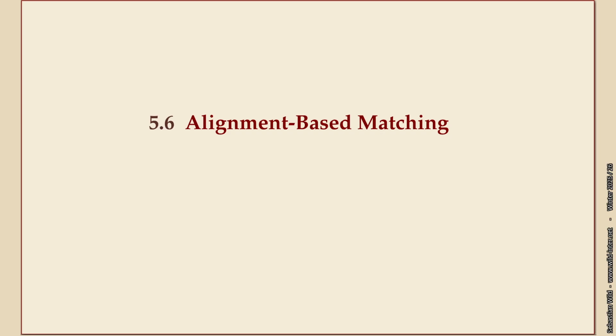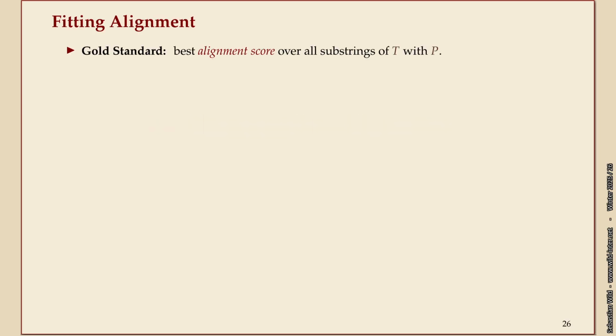For the first round, let's look at alignment-based matching, the most general version of what it could mean to match not exactly. I will call this the gold standard of inexact string matching, or of read alignment, in that it's the most precise kind of criterion for how good a match is. It misses the fewest sensible matches.